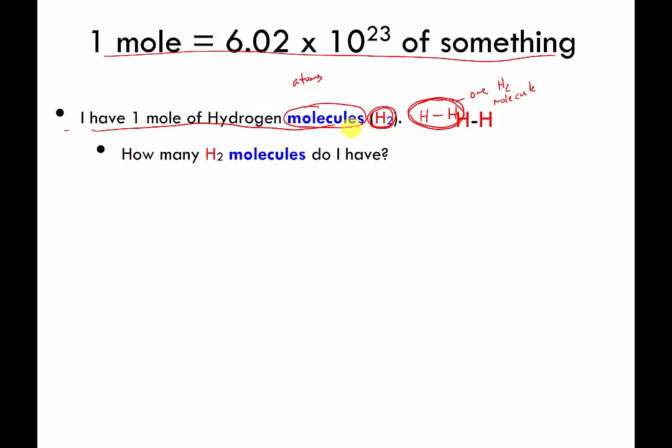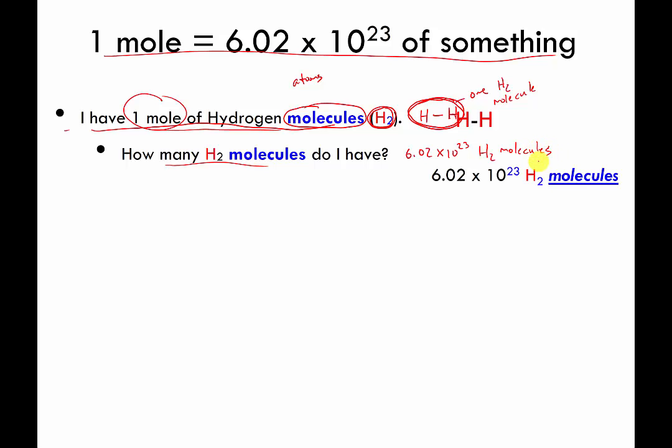So, I have a mole of hydrogen molecules. How many hydrogen molecules do I have? Well, I have a mole of them. One mole of hydrogen molecules, how many H2 molecules? I must have 6.02 times 10 to the 23 H2 molecules. Next question. How many hydrogen atoms do I have in my one mole of H2 molecules?